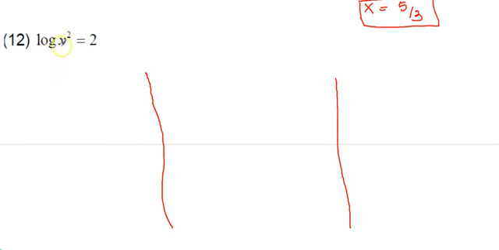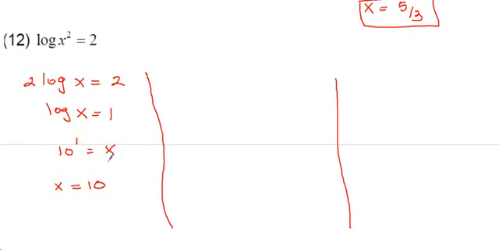So the first equation is, some students love to bring the 2 here as a coefficient. So then I get log x is equal to 1, and when there is nothing written, it means the base is 10. So 10 to the 1 is equal to x, x is equal to 10. This is method number 1. We are going to check which method is accurate.